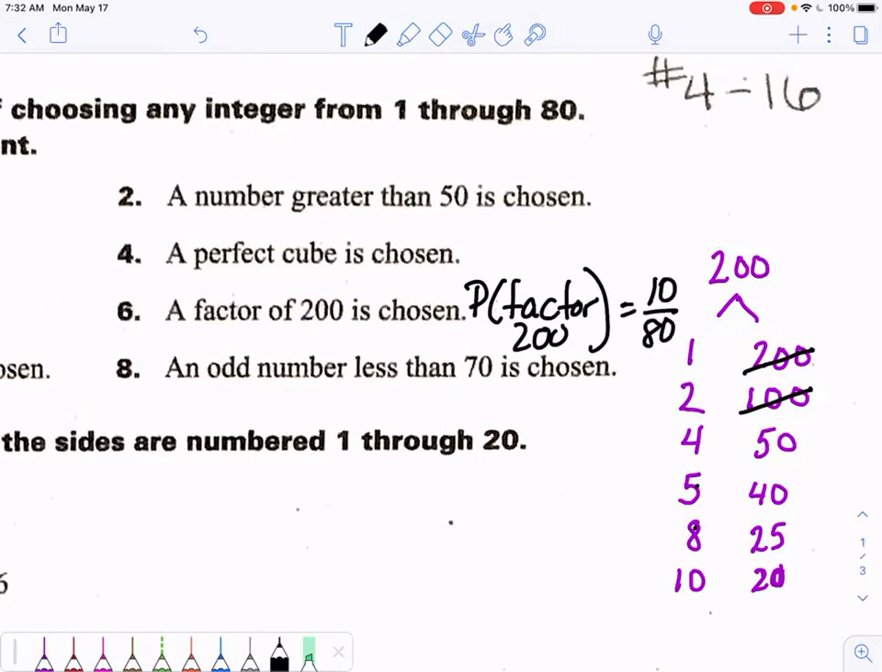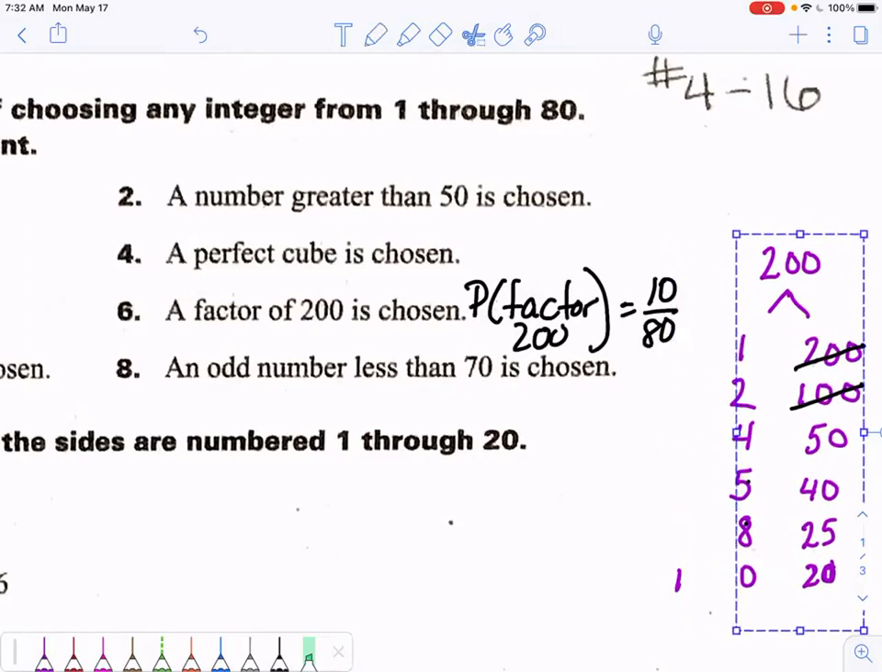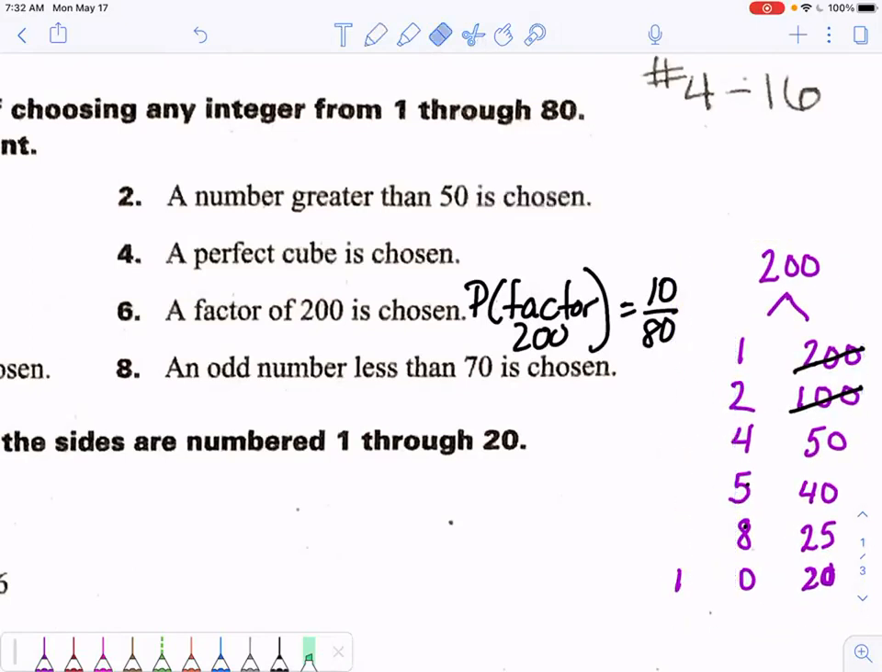So the number you're looking for is in my list of factors of 200 from the values of 1 through 80, out of the total of 80 choices. And then I can reduce that to 1 out of 8.